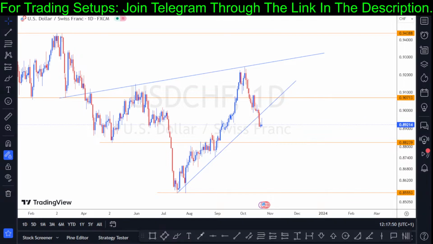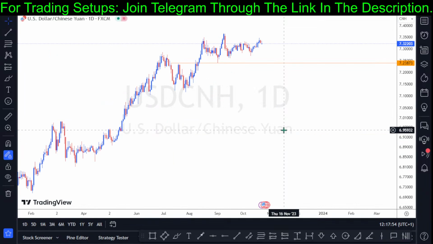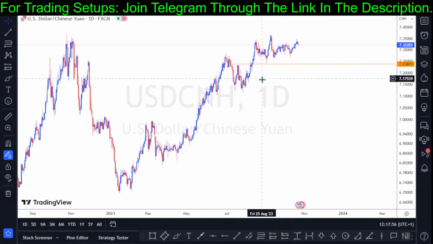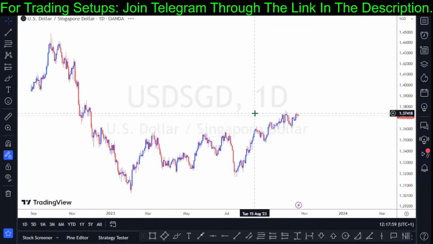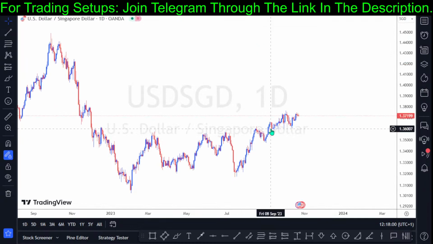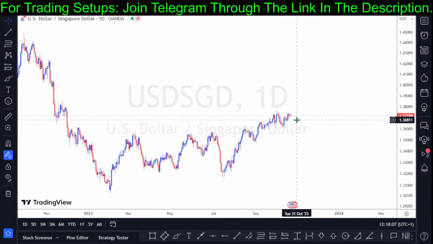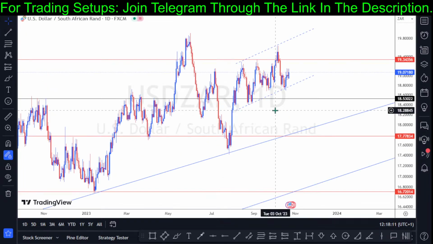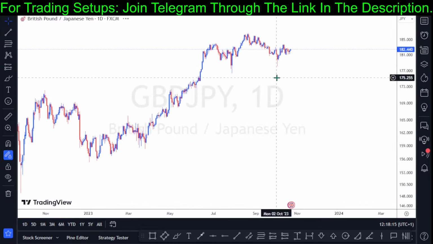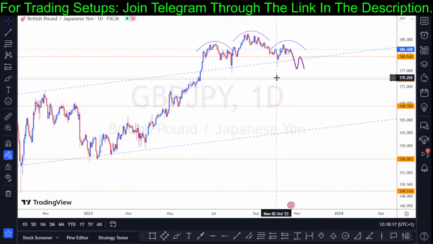Right now, let's check out the other currency pairs. We have the USD yuan, still in an uptrend, still going up. We have the USD Singapore dollar. There's a weakness of buy sentiment right here. This pattern could result in a double top, but I'm still monitoring this asset. And let's check the South African rand, kind of a choppy market. Let's check the British pound sterling Japanese yen.